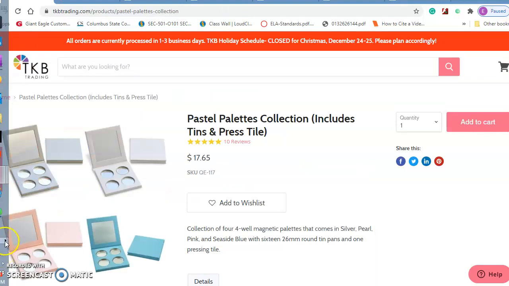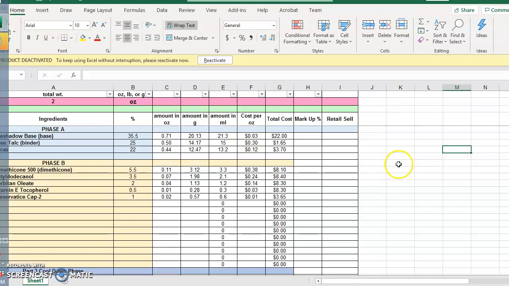So anyway, let's go to this calculator. I wrote down we want to make 2 ounces of just our eyeshadow, okay? So we're going to have phase A. Phases for your products really help, because with these powder products, if we just mixed everything in one, it would not go well. We need to separate our powders, our liquids, our hot ingredients, and then our cool ingredients, okay? So we're going to start with our eyeshadow base.